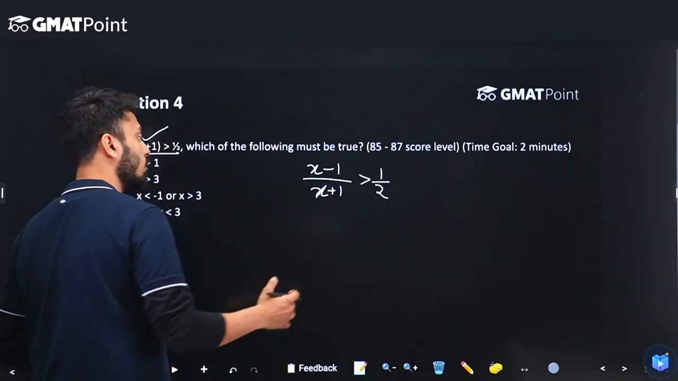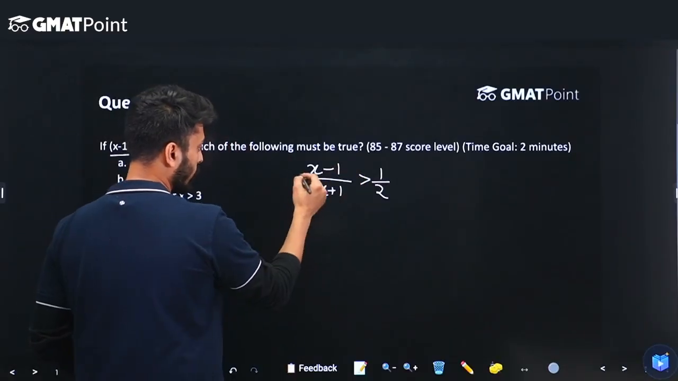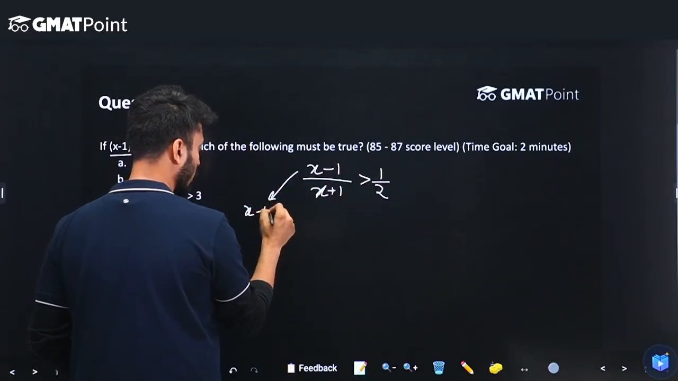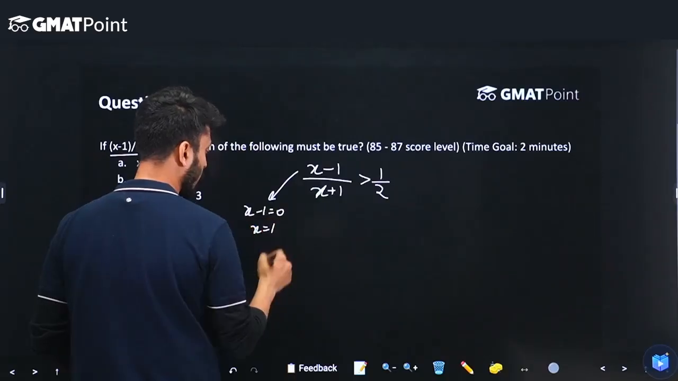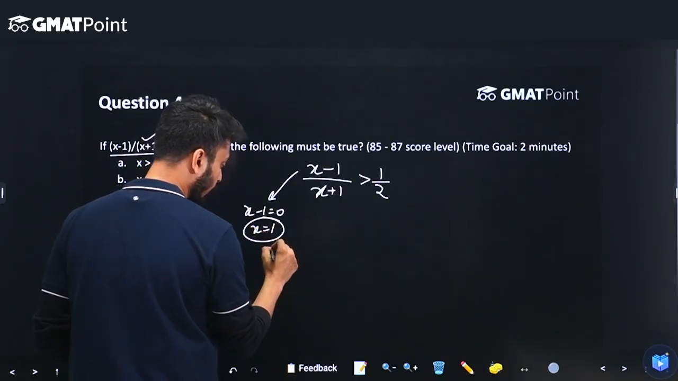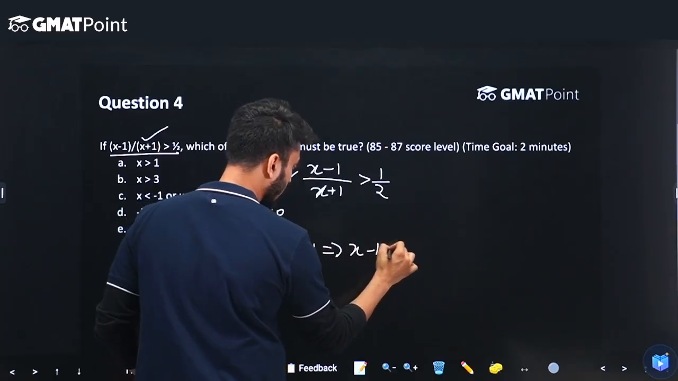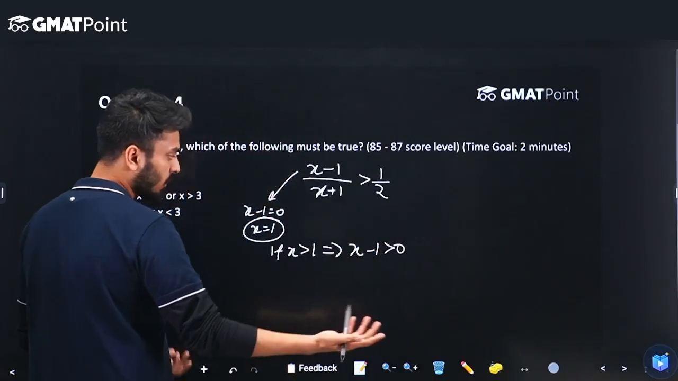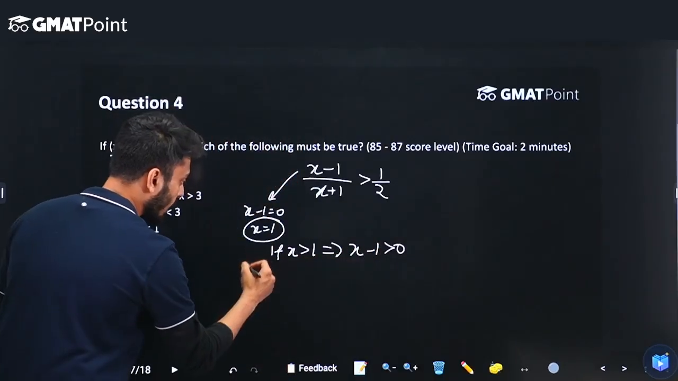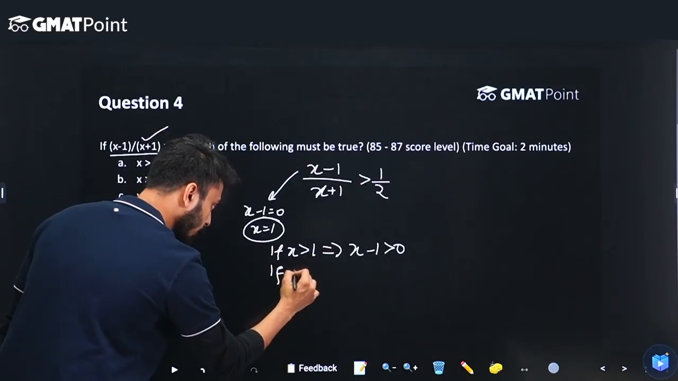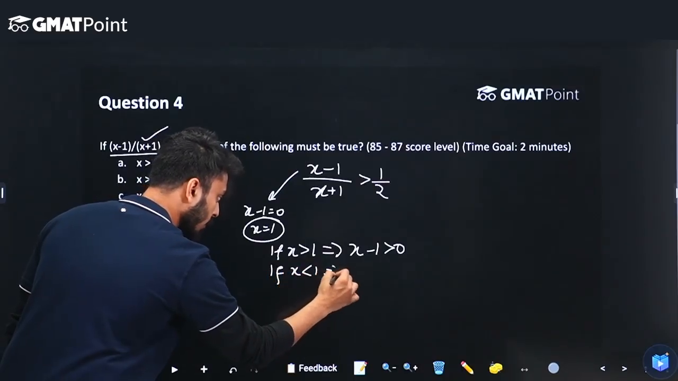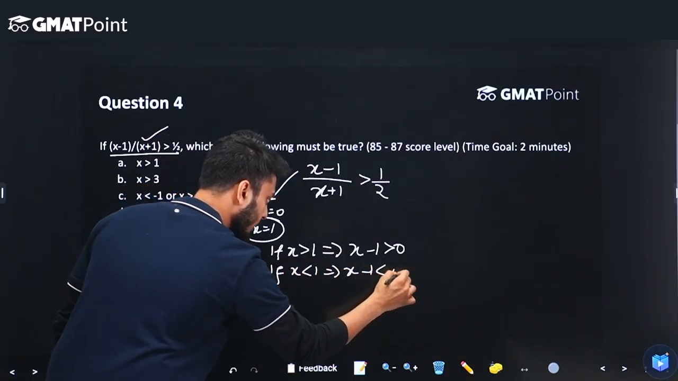The way we normally do this is, in this case, if we put x minus 1 equal to 0, then x comes out to be 1. What this tells me is that if x is greater than 1, then x minus 1 would be greater than 0, which we can see directly, right? And this also tells me that if x was less than 1, then x minus 1 would be less than 0.